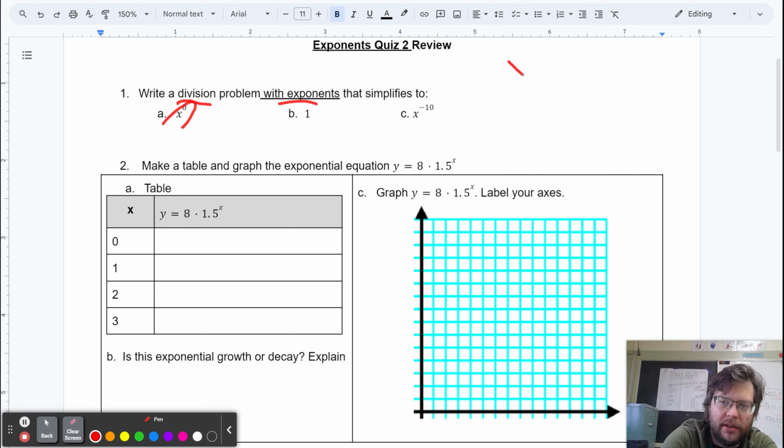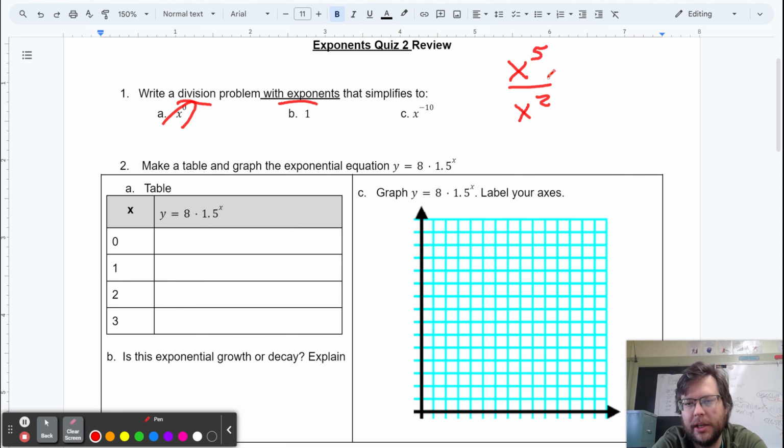So let's remind ourselves, if we have a division problem with exponents, I'm just making up a random one. What can we do with those exponents? If I have x to the 5 over x to the 2, I remember that it becomes x to the 3. The reason is that you're doing the top power minus the bottom power. You're canceling out x's that match on the top and bottom.